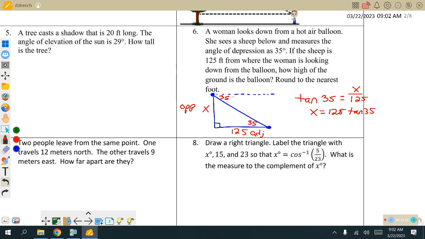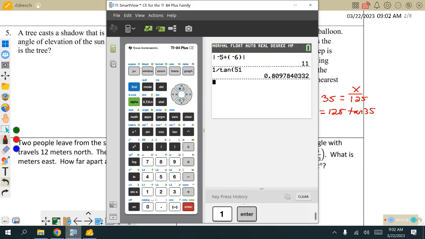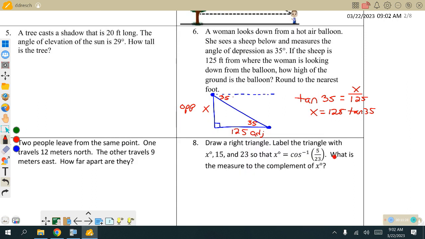And it says round to the nearest foot in this instance. So to nearest foot, 125 tangent of 35. It does tell us to round to nearest foot. In this instance, that's not 87, but 88 feet. Okay, so this thing is about 88 feet off the ground.